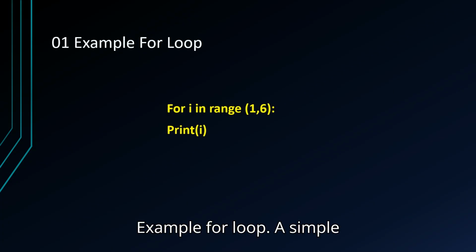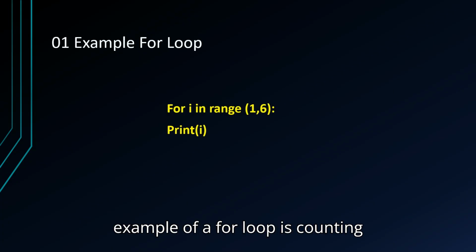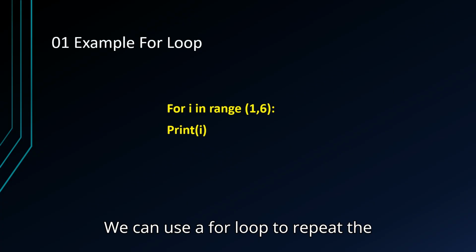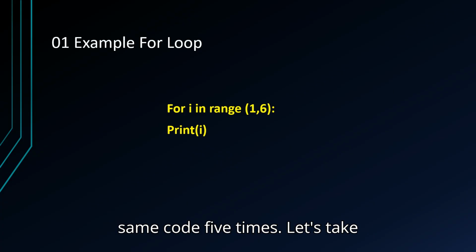Example: for loop. A simple example of a for loop is counting numbers from 1 to 5. We can use a for loop to repeat the same code 5 times. Let's take a look at the code.